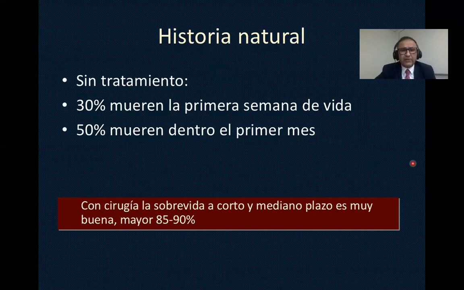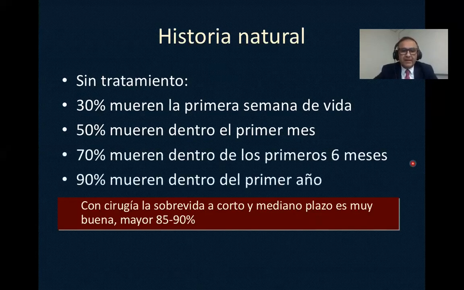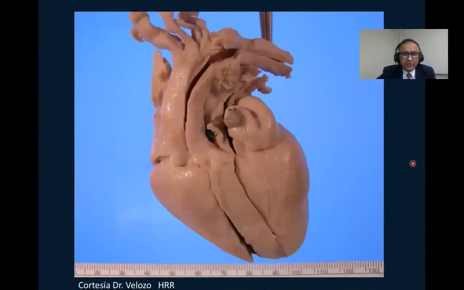Without treatment, 30% of newborns will die in the first week of life, 50% die within the first month of life, 70% die during the first 6 months, and 90% die within the first year of life. With surgery, the short and medium-term survival is very good. It is over 85%.